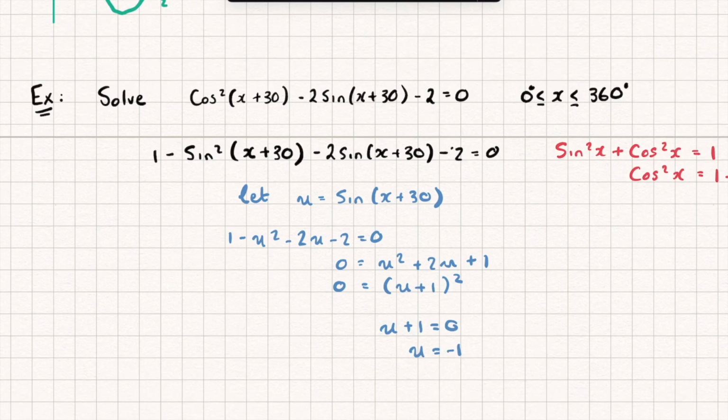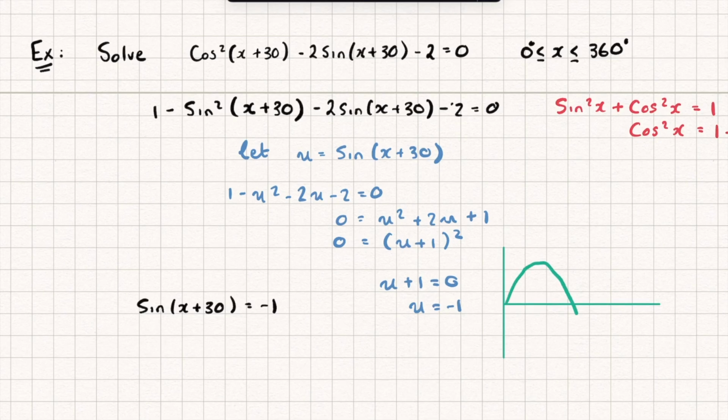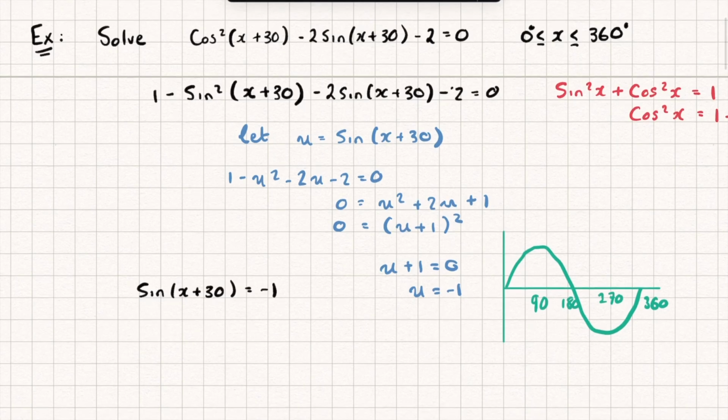So remember, we're not solving to find u, we want to find out what x is, so I can now undo this substitution and I get that sine of (x plus 30) equals negative 1. So now I'm going to draw out my sketch of the graph like I always do, so let's draw that out, and I'm going to do it between 0 and 360. Remember in this question we're working in degrees, not radians, so 90, 180, 270 and 360. Now, if we take a look at the graph, where does this graph sine of x equal negative 1? Well, it only does that at one point here.